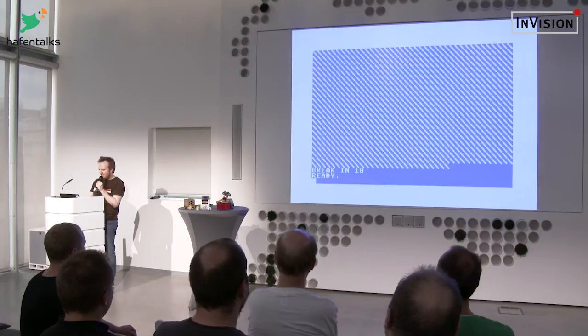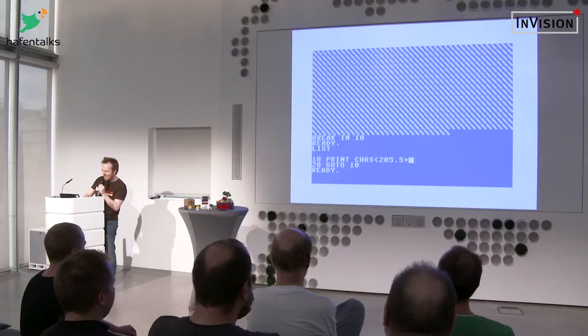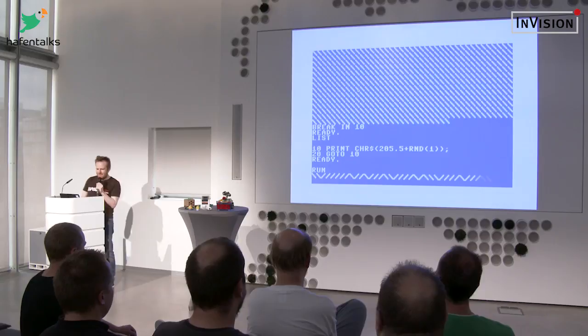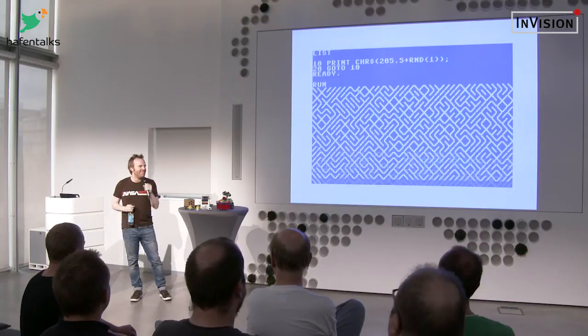One-handed typing. That's pretty good. Right, 205.5 plus RND, a random number between 0 and 1. And it will round down, of course. And then... Right, so this is what we would call these days generative art.